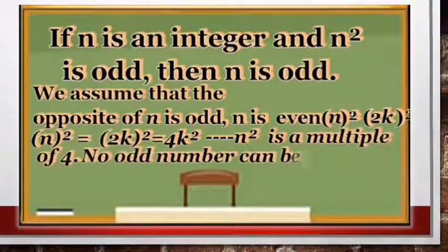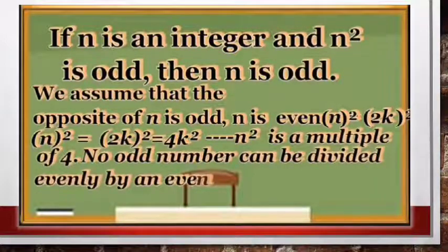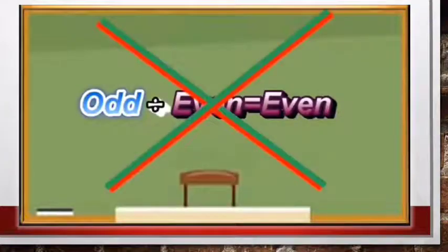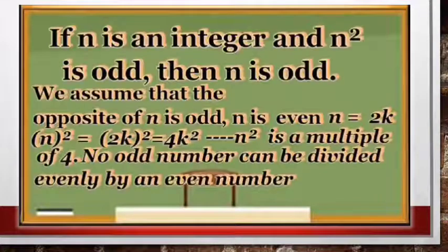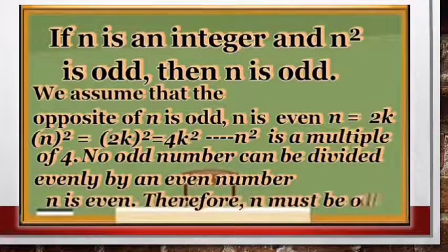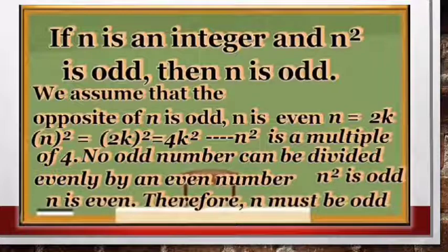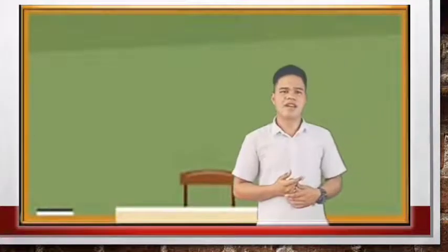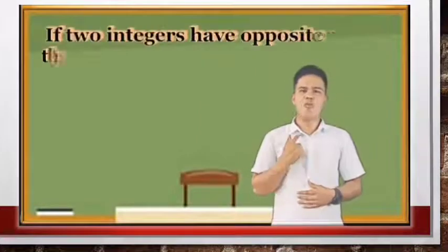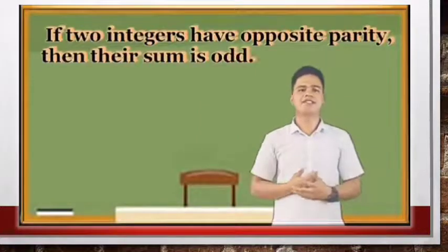No odd number can be divided evenly by an even number, just like this. So this contradicts our assumption that n is even. Therefore, n must be odd. Number 2. If two integers have opposite parity, then their sum is odd.